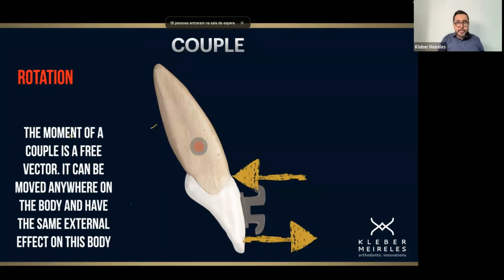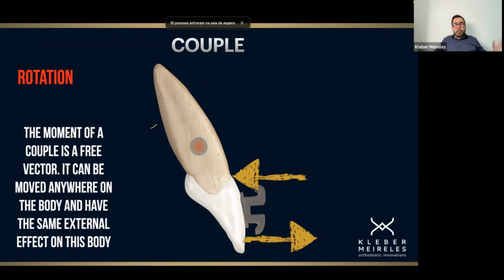Now we're talking about something different. A couple. What is a couple? The concept of a couple is two forces being applied on the same body, non-collinear, with the same magnitude and the same direction, but in opposite senses. Okay, remember the sense is the tip of the vector, the head of the vector. Here we have a couple being applied. A couple, by definition, will generate a moment, and the moment of this couple is a free vector.